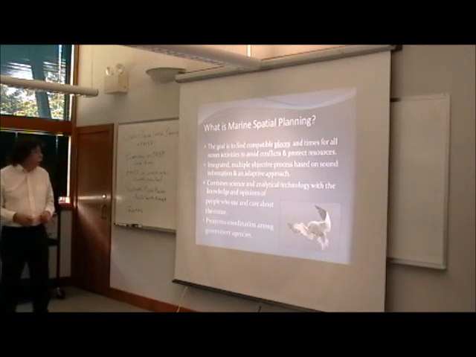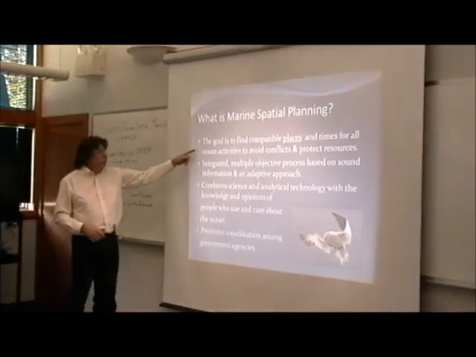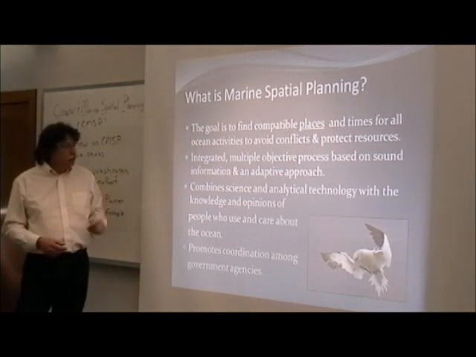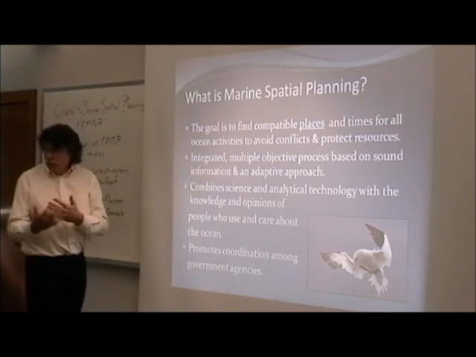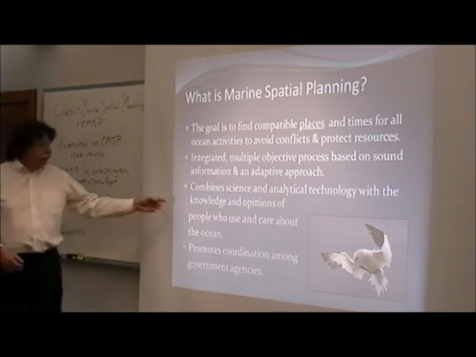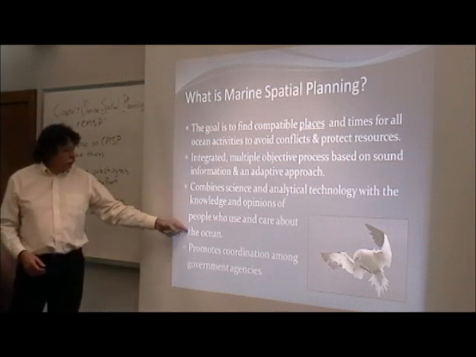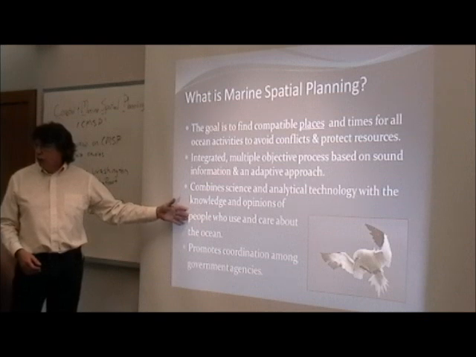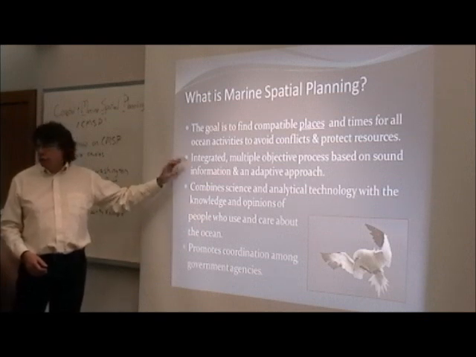Basically, the goal is to find compatible places and times for all of the ocean activities that people want to put in them. To go through an integrated, multiple objective process to balance those uses out with one another, or say no to some if they're incompatible with the primary uses people want to put the ocean to. It uses a lot of science and technology, but most important, and this is something that the Nature Conservancy feels very strongly about, we need to bring the knowledge and opinions of people into the planning process. Science alone is not going to tell us what to do.